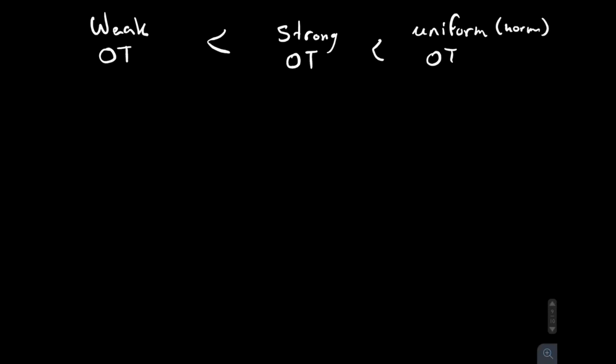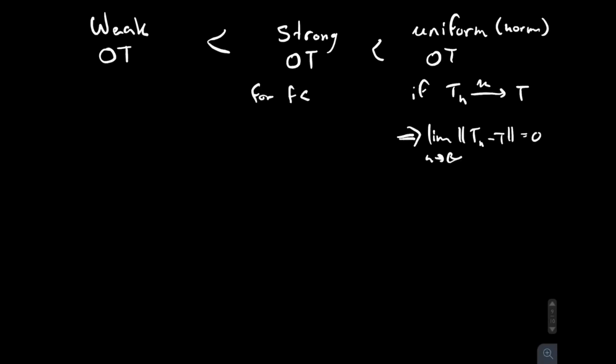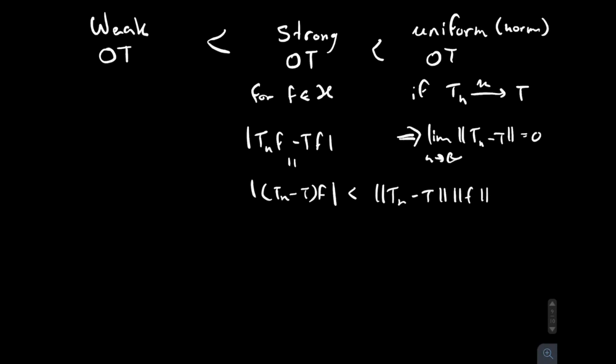Now, we'll see that the weak operator topology is weaker than the strong operator topology, which itself is weaker than the norm or the uniform operator topology on the bounded operators on a Hilbert space. If we assume that Tn converges to T, then the limit of the norm of the difference is 0. Now, when we look at an f in the Hilbert space, we see that the difference of Tnf and Tf is bounded by the norm of the difference times the norm of f, which is a fixed number, so that tends to 0. So we see that uniform convergence, or norm convergence, implies strong convergence.